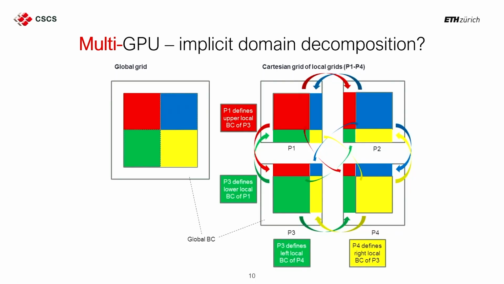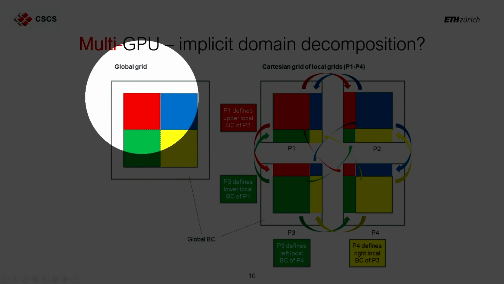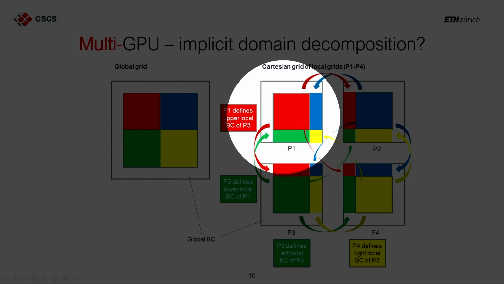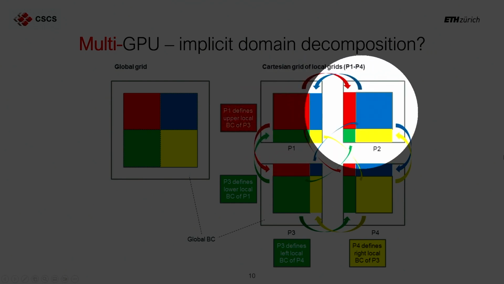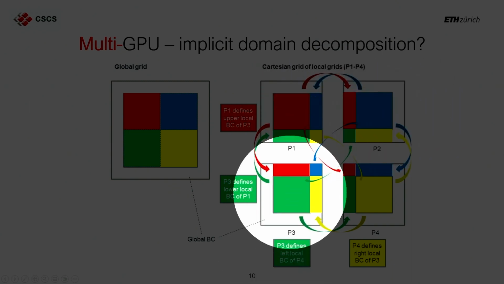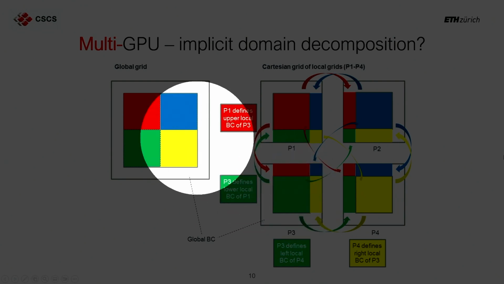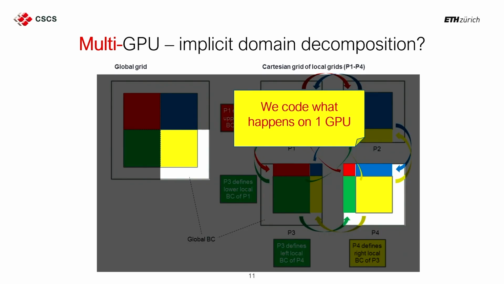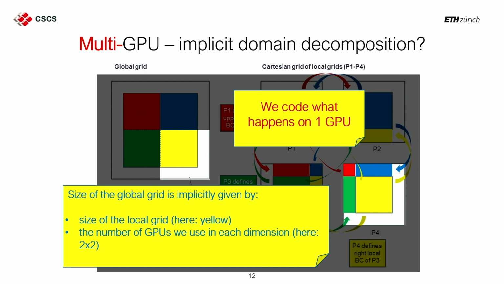Now, here we concretely would like to have an implicit domain decomposition. So we do not do it like most people do it, to say, okay, we have the global grid, and now we split it. No, we do it just the other way around. We start from a local problem, and then we just repeat that local problem as many times in, for example, x direction, y direction, and z direction, until we get the global grid of the size that we want. So concretely, we code basically what happens on one GPU, and then afterwards, we just add this communication in order to have the global grid problem.